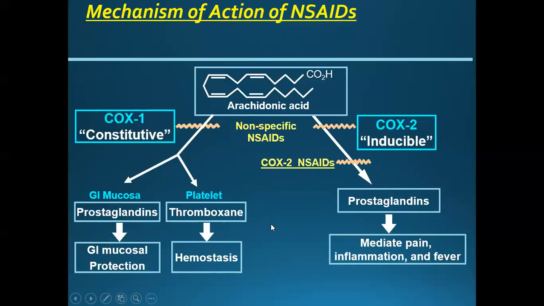So I hope you all understand the general mechanism of action of NSAIDs, and this flow chart, this schematic diagram, is very important to know. This is a very basic thing for all these drugs to understand their mechanisms, at which step they are acting. So I hope it was clear to all of you. Thank you for your listening and attention.